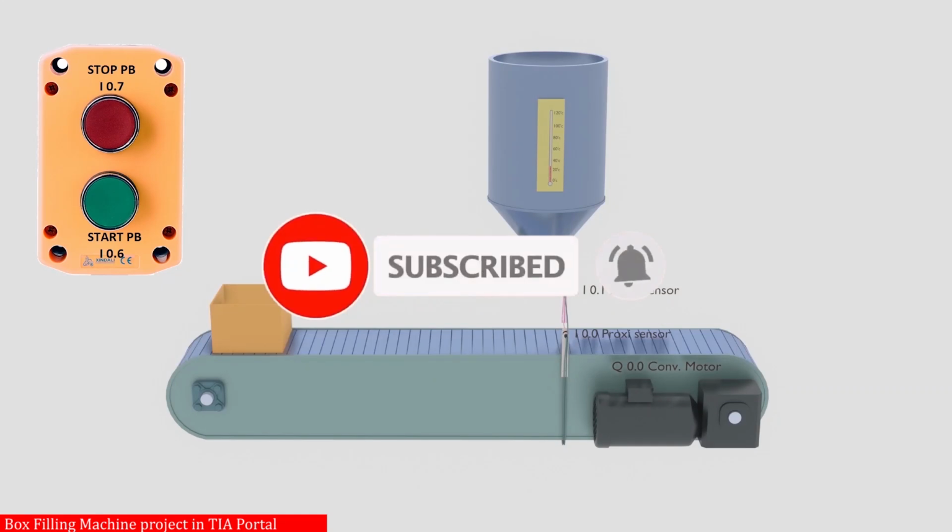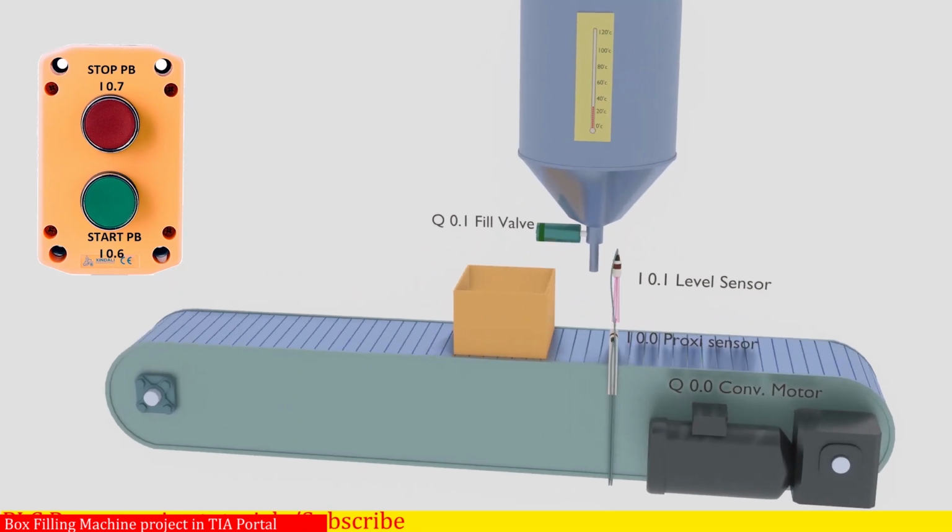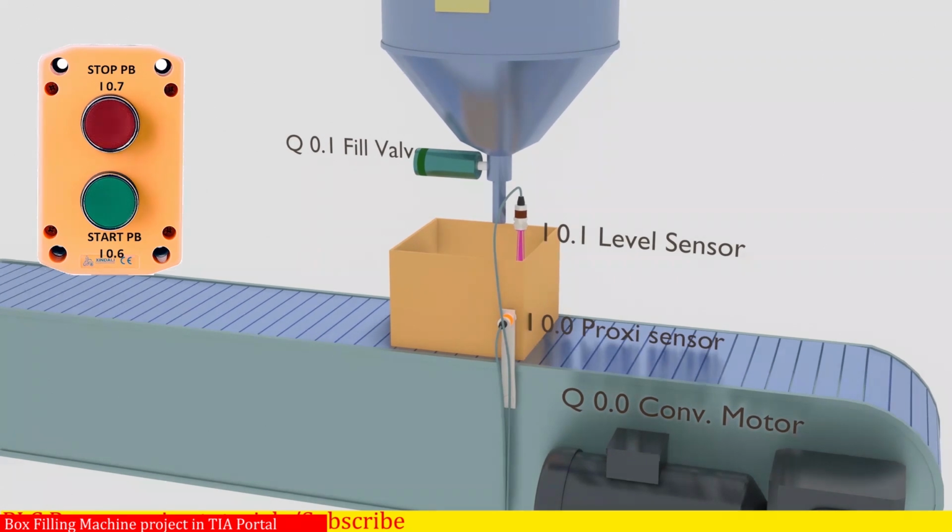Today we have a box filler machine to program. This machine starts the process with the start push button I0.6 and stops with the push button I0.7. It has a conveyor to transport the box. This conveyor runs with the PLC output Q0.0. Box presence at the filling station is confirmed by the box sensor I0.0.